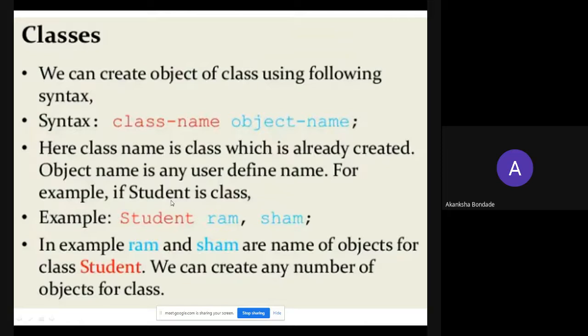For example, if Student is a class, then Student is the class name, and Ram and Sham are objects. One more thing I included here: a class name always starts with a capital letter. In the example, Ram and Sham are the names of objects for the class Student. We can create any number of objects for the class.